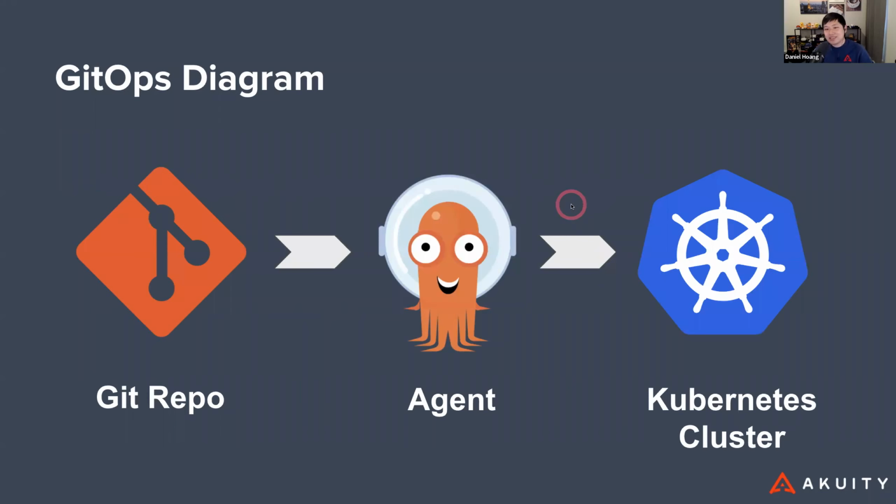So this is a simple diagram that I put up real quick that's going to show you the relationship. Essentially, you're going to have your source code, your Git repository. And then in this example, the agent's going to be Argo CD. It's going to ensure that what is in your Git repository is running in your Kubernetes cluster.